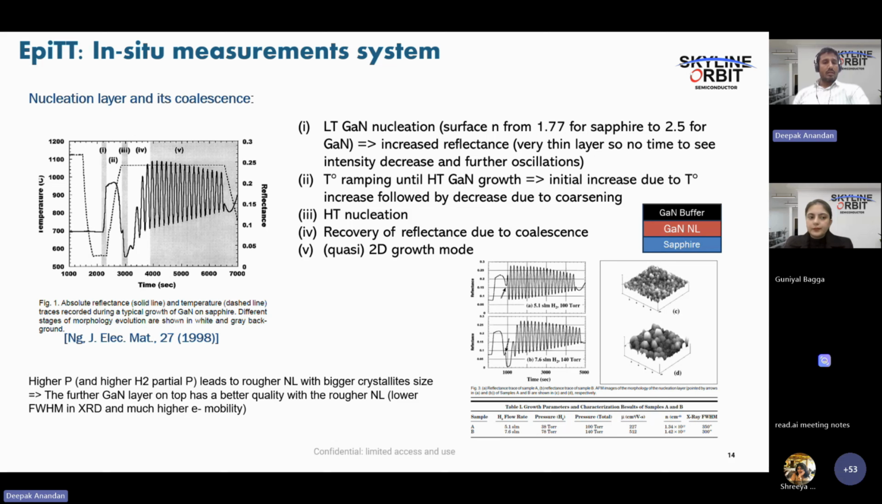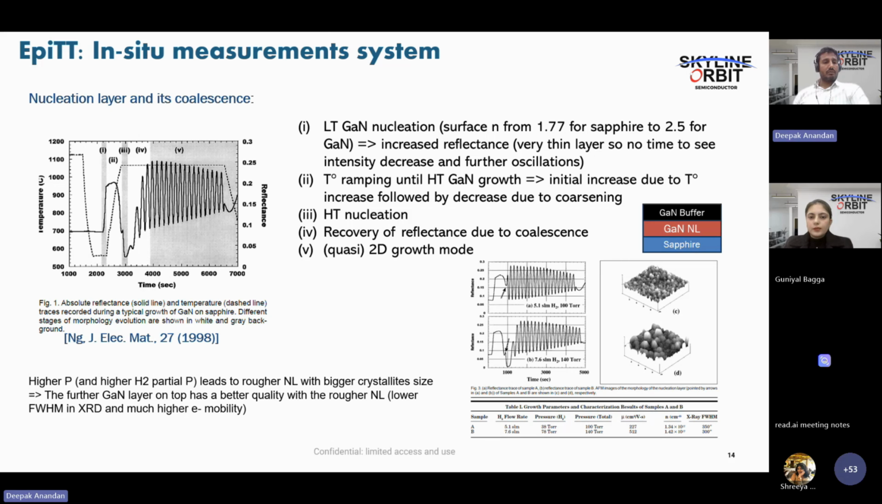When it starts, by the time the islands are spread across, it starts to form the 2D growth instead of island growth. So the collisions will try to cover the islands and make the thin film. When it starts to form the thin film, the reflectance starts to regain.